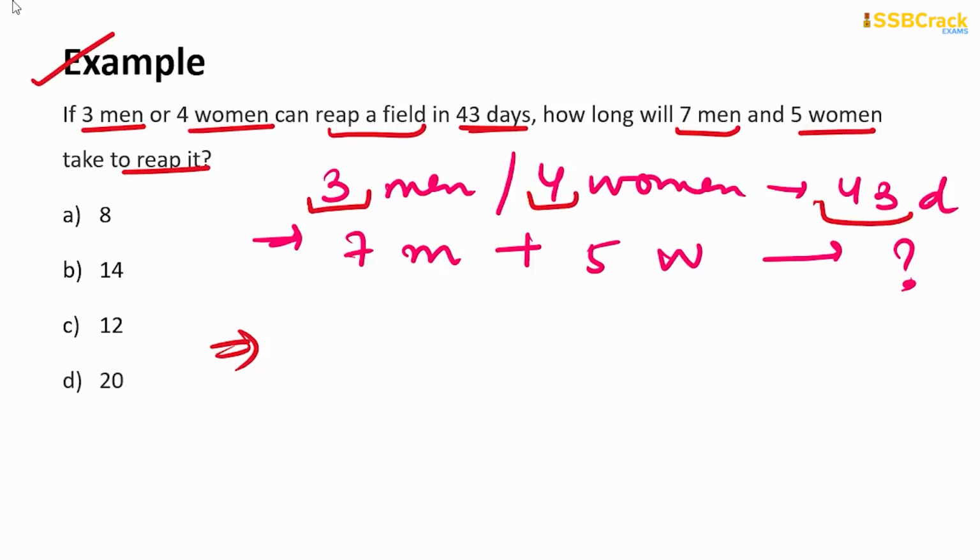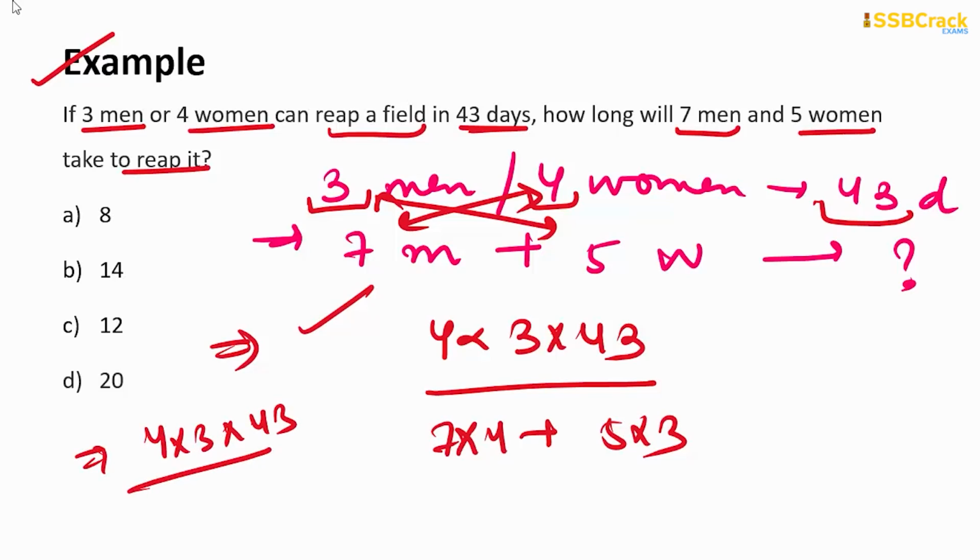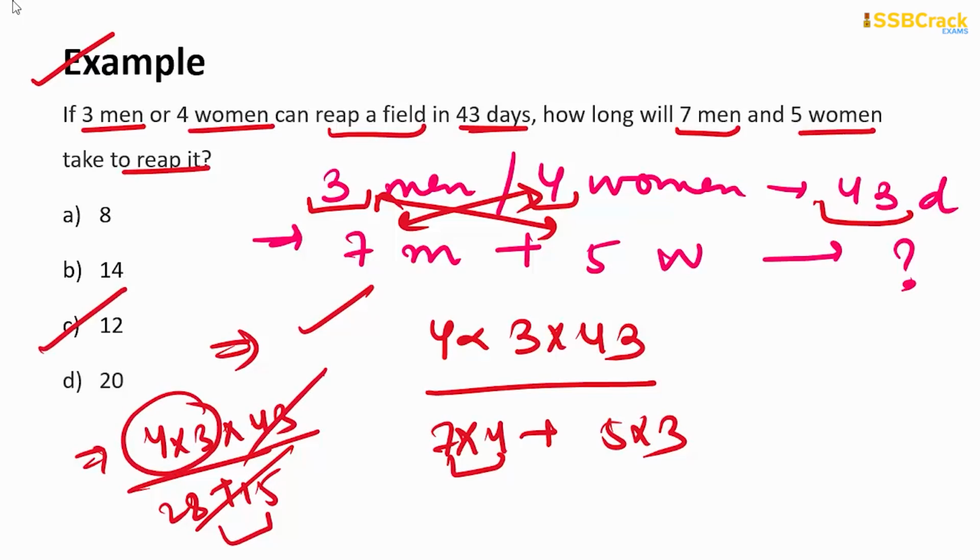So it will be 4 into 3 into 43 divided by, there will be cross multiplication. So 7 into 4 plus this will multiply with this, that is 5 into 3, right? So now you can easily simplify this. So it will be 4 into 3 into 43 divided by 7 4s are 28 plus 5 3s are 15. That is 28 plus 15. So 28 plus 15 is 43. So this 43 will cancel out with this 43 and the answer will be 4 into 3. That is 12 days, right?